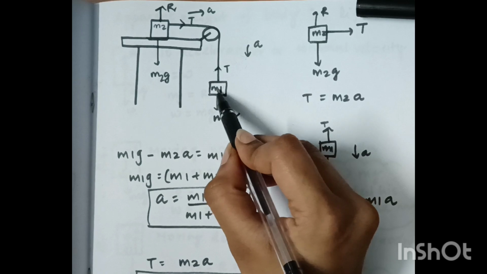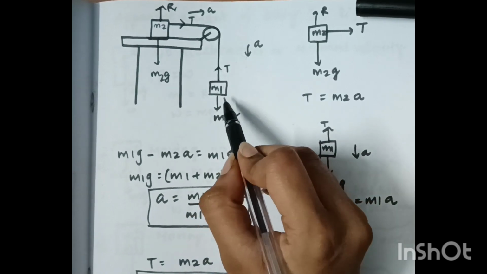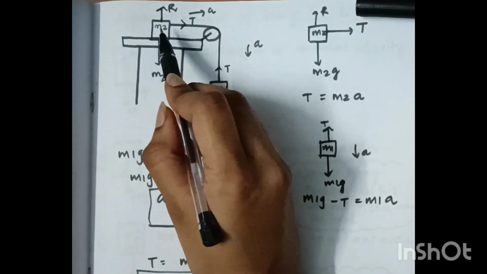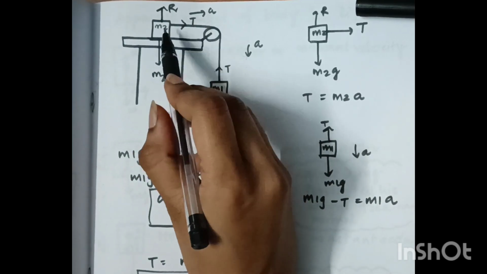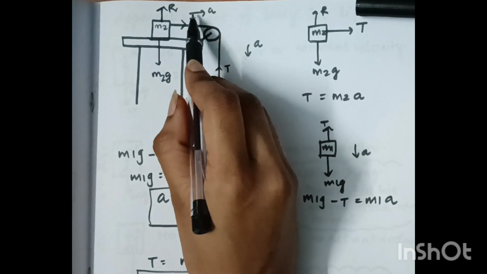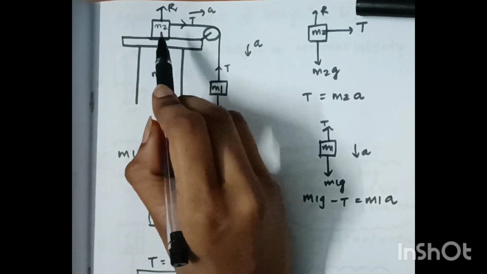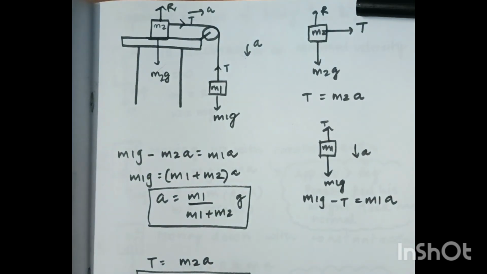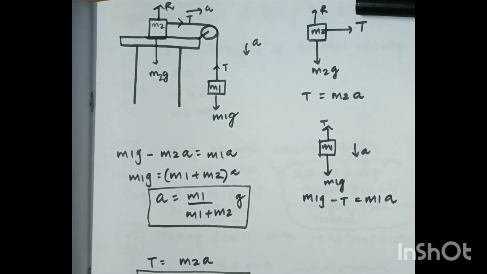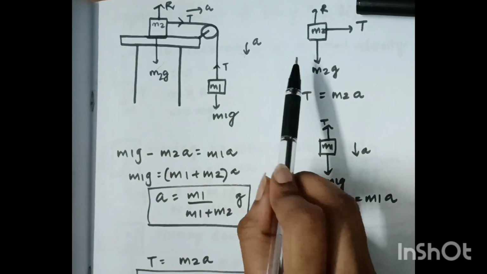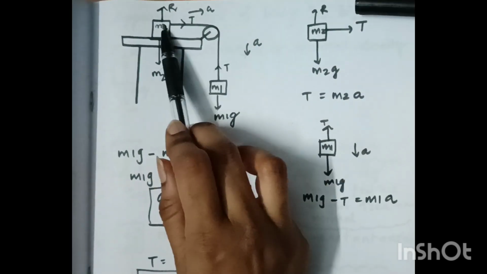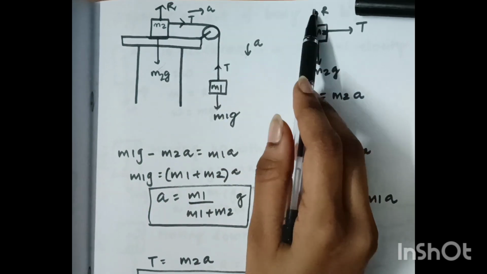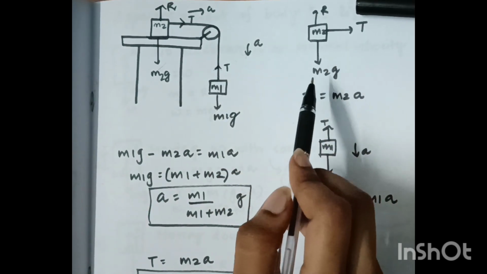Now m1g is acting vertically downwards. m1 is accelerating in this way. m2 will go right side and not up or down. So its acceleration is to the right side. m2g is acting vertically downwards and its reaction is acting vertically upwards. Let us see the free body diagrams. For m2, tension is acting to the right side, reaction upwards, m2g acting vertically downwards.